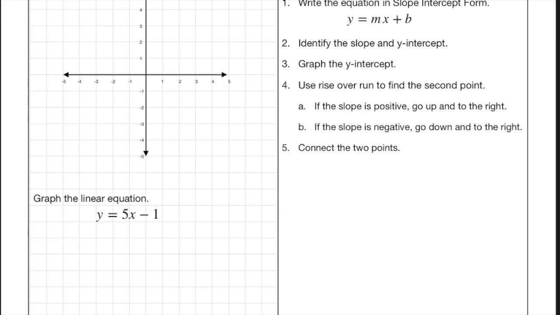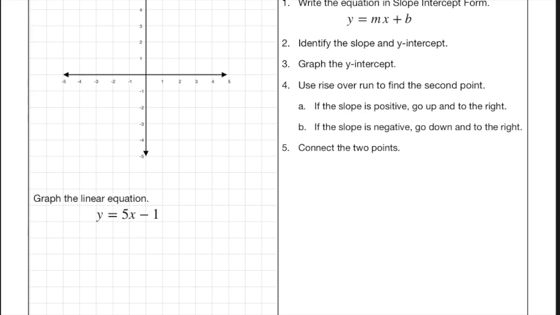It says write the equation in slope-intercept form. So we have the equation right here. It's already in the slope-intercept form, so we don't have to do anything for that part. The next point says identify the slope and y-intercept.